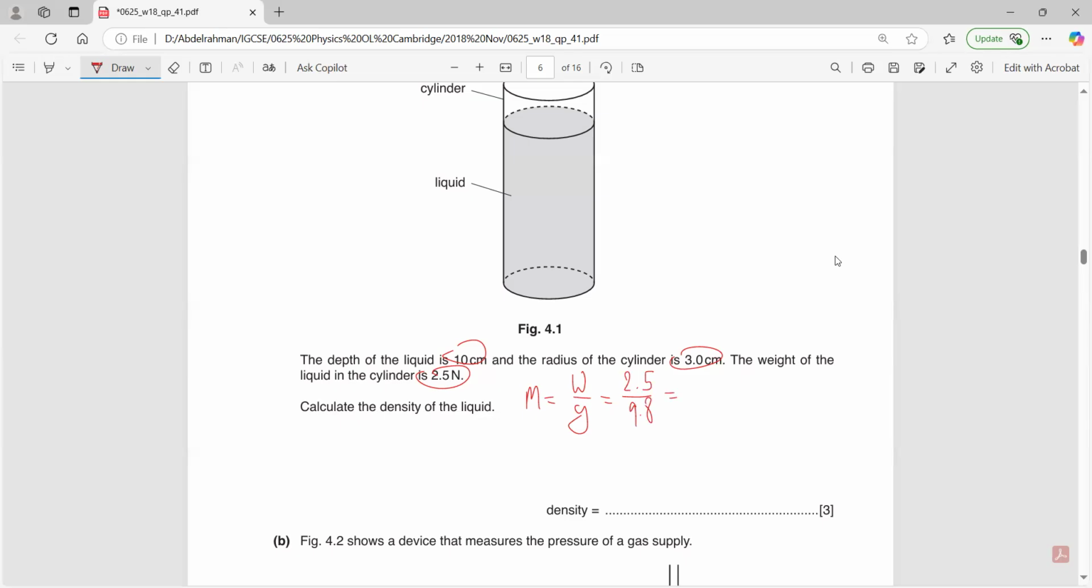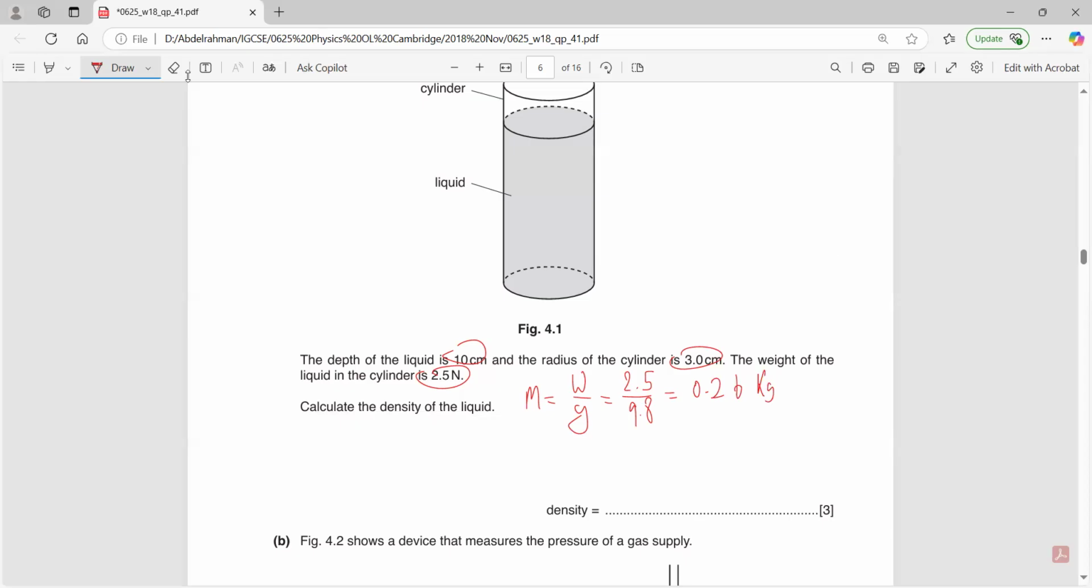2.5 over 9.8 would be around 0.25 or 0.26. Yeah, 2.5 divided by 9.8 is 0.255, which is 0.26. 0.26 kilograms. So this is the mass. Can I find the volume? Yes, I can find the volume.